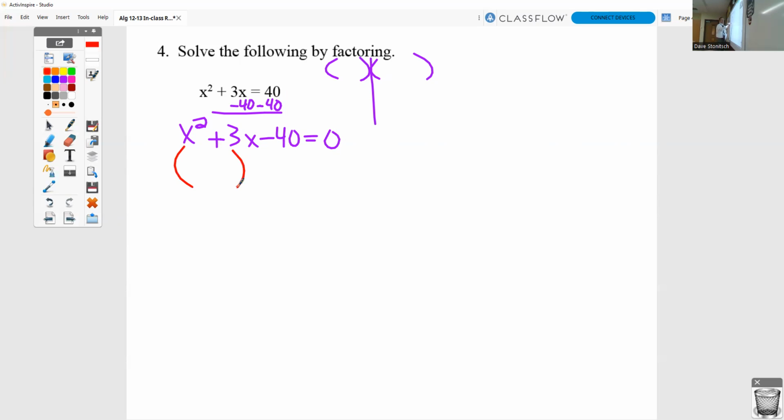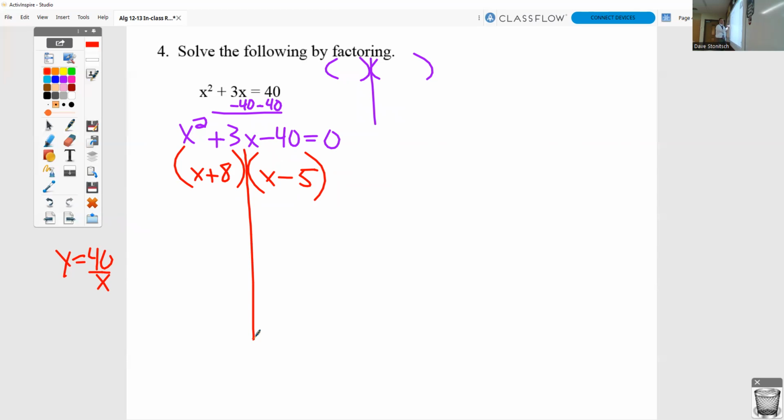Now I want to do reverse FOIL. What times what is negative 40 that adds up to positive 3? Remember, if you can't think of what times what is 40, in your y equals, do 40 divided by x, and then do second and table to see your factors of 40. Well, what it actually ends up being is positive 8 and negative 5. 8 times negative 5 is negative 40. 8 plus negative 5 is positive 3.